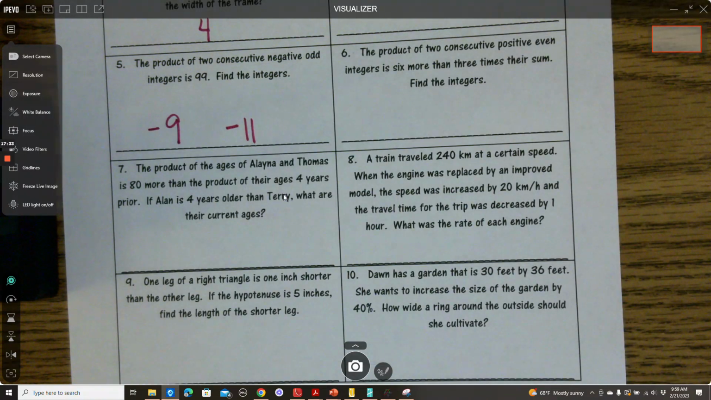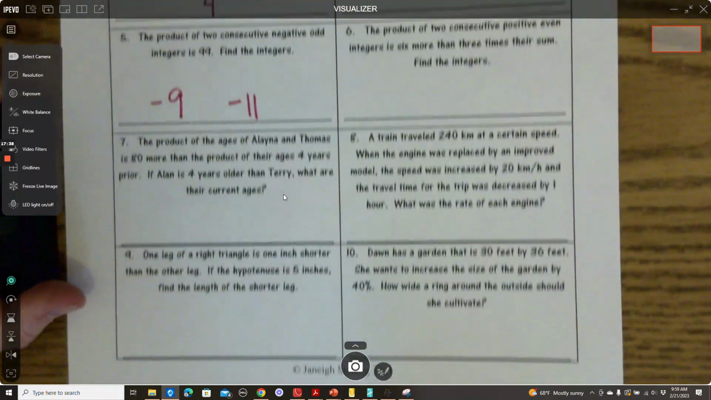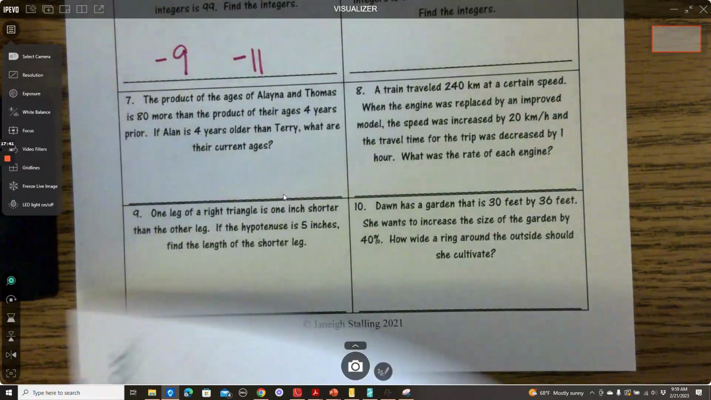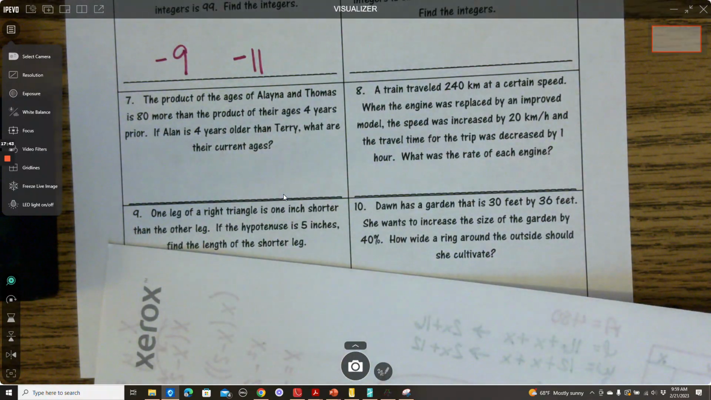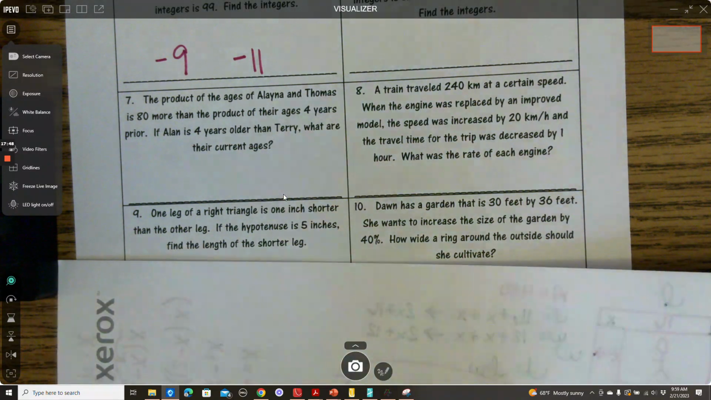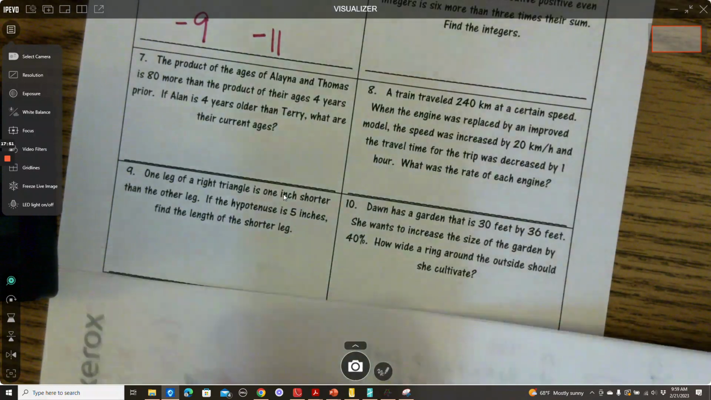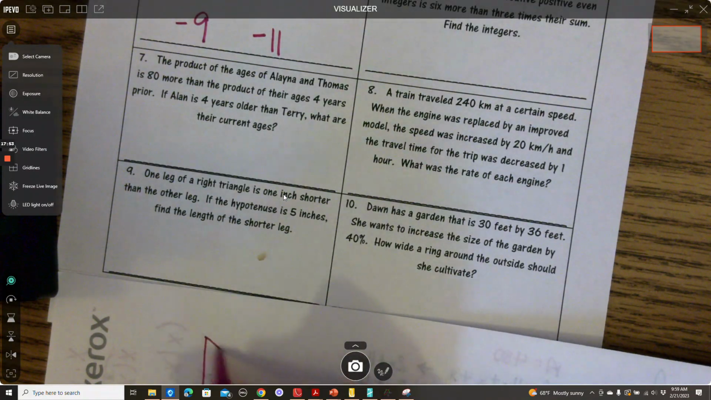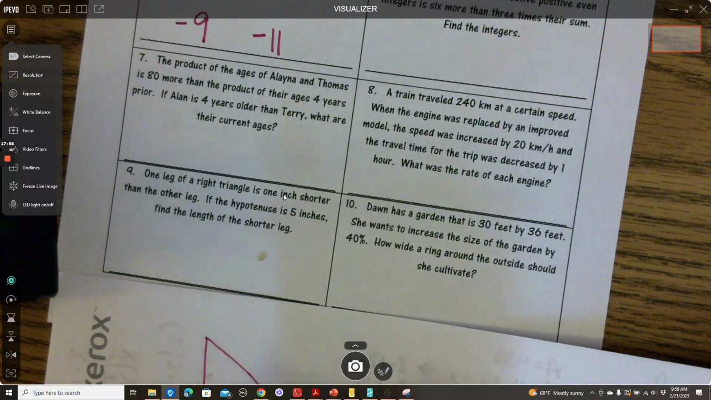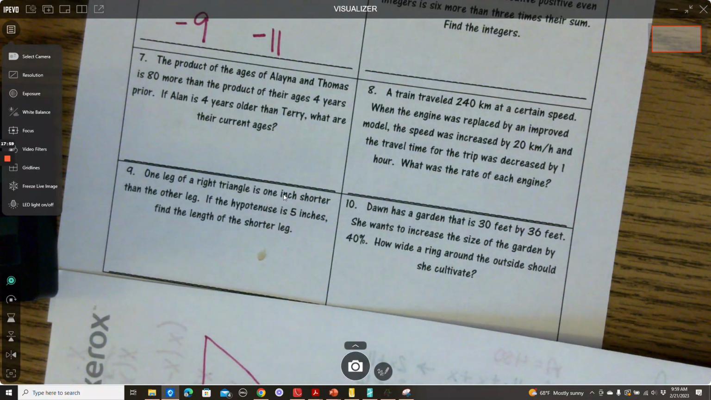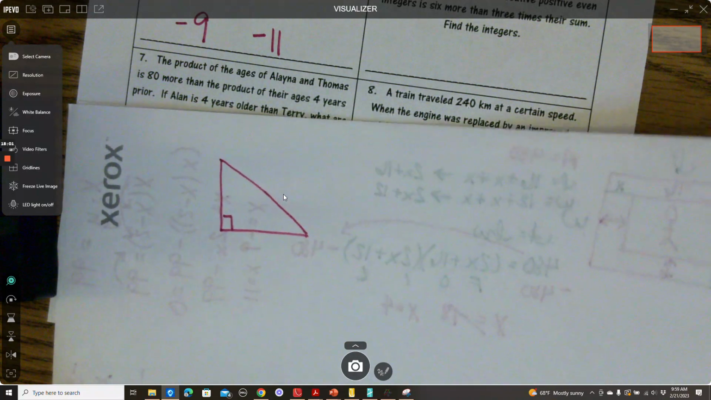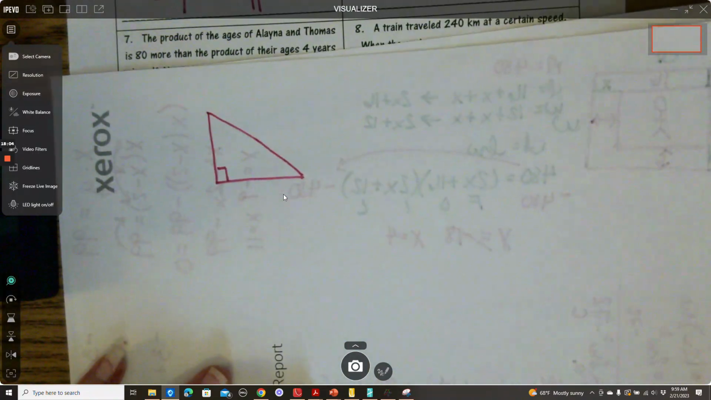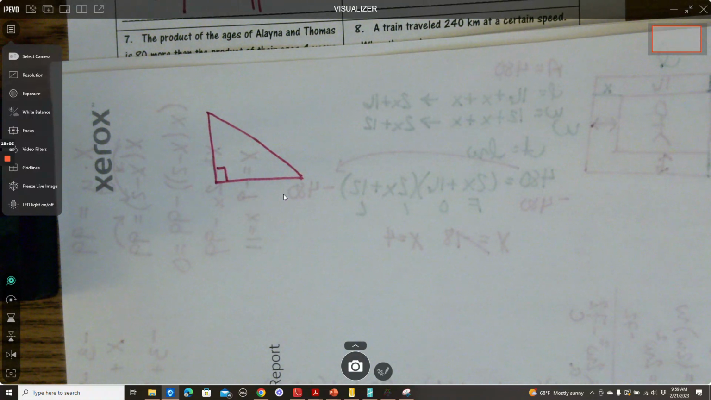All right, last one I'm going to do, because this comes up occasionally, and because I don't teach this. The last time you see this is in 8th grade. Number 9, one leg of a right triangle is 1 inch shorter than the other leg. So we've got a right triangle. Here's my right triangle. Do y'all remember the sides? Which sides are the legs and which side's the hypotenuse? Do you know which ones are the legs?